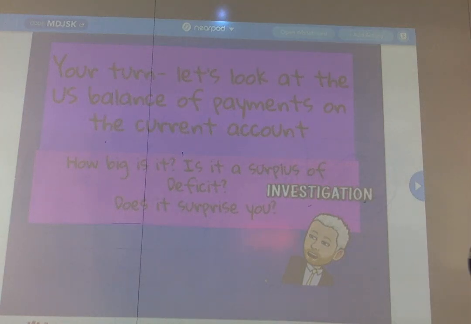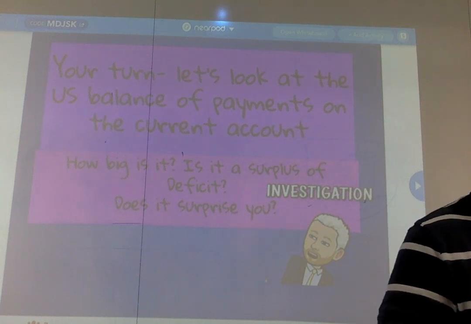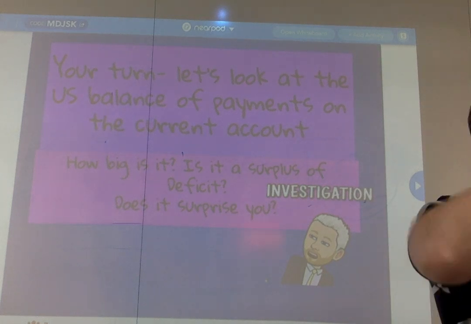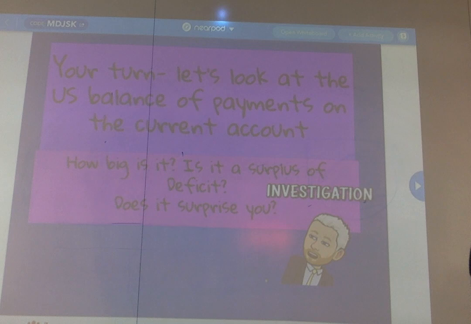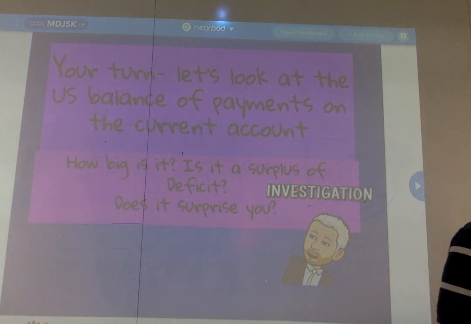Asking Dr. Google what the US balance of payments on the current account is. What numbers are we looking at for that?